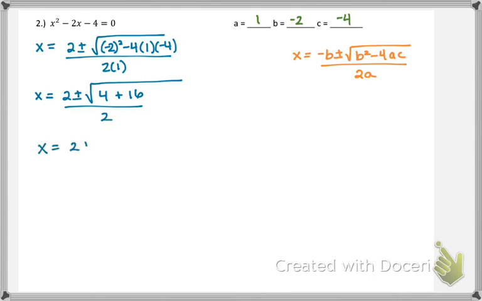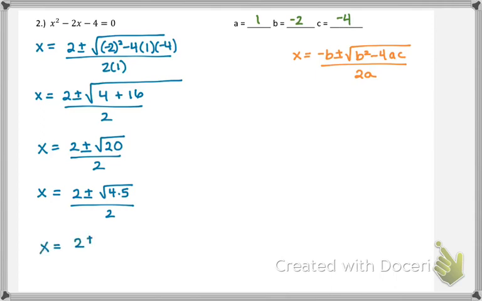And then we've got 2 plus or minus the square root of 20. I don't know what the square root of 20 is exactly, I can't find the exact value of that, but I can simplify it. So remember how we simplify radicals, right? The square root of 20, I'm going to break it up into 4 times 5. And then that's going to be 2 plus or minus the square root of 4, which is 2, times the square root of 5, all over 2.